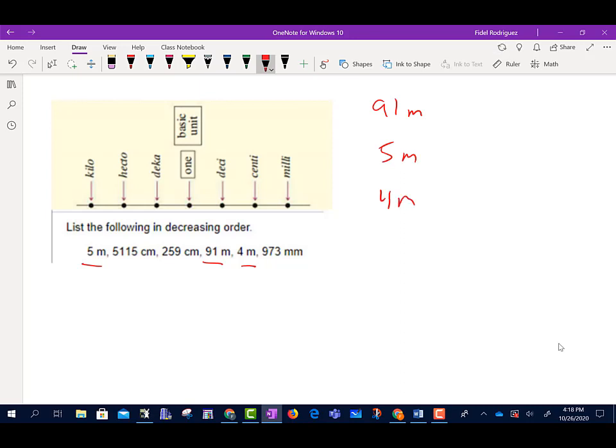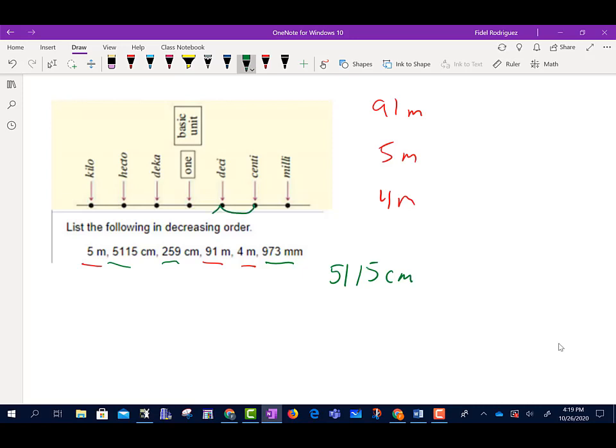I'm going from biggest to smallest. So I know that 91 is bigger than 5, and 5 is bigger than 4. The ones that I need to figure out is, what about these here? Can I convert these? So let's think about that one for a little bit. Let's take 5,115 centimeters, and let's convert it into meters.